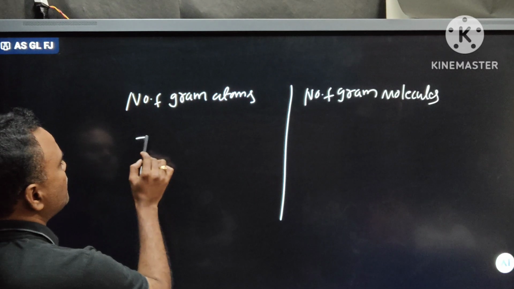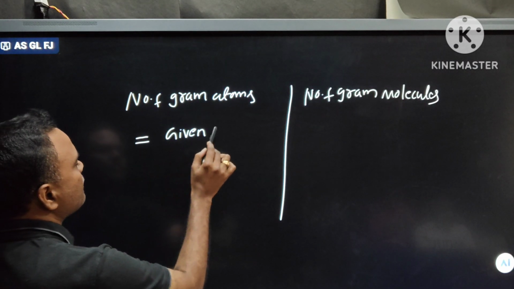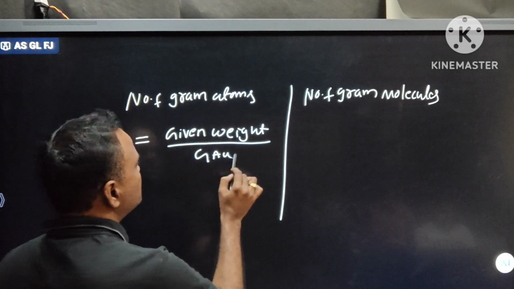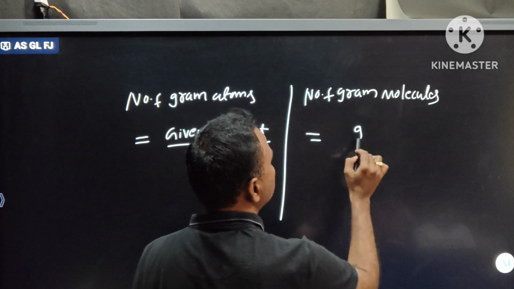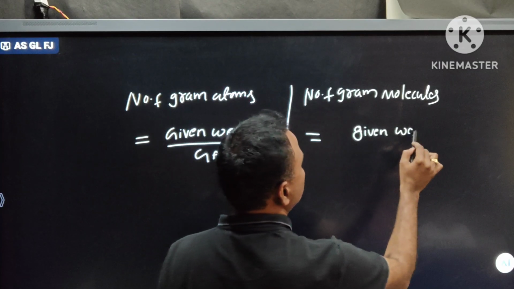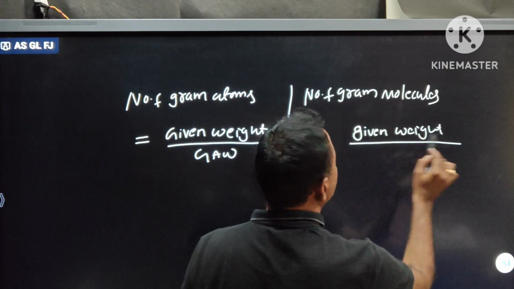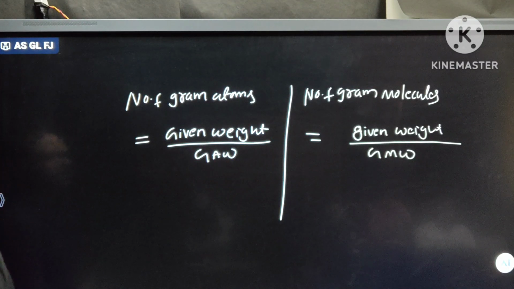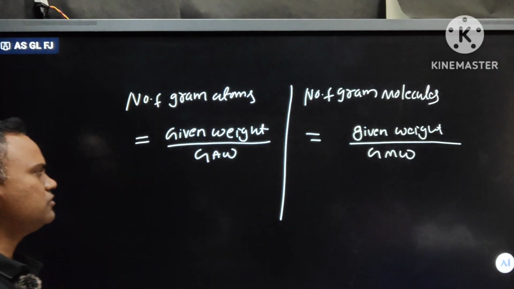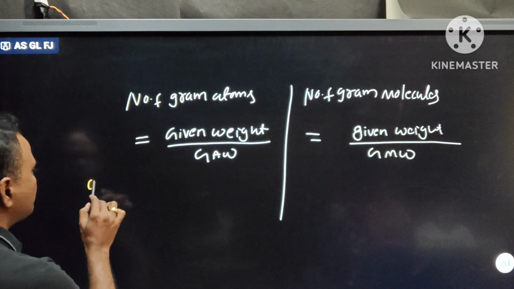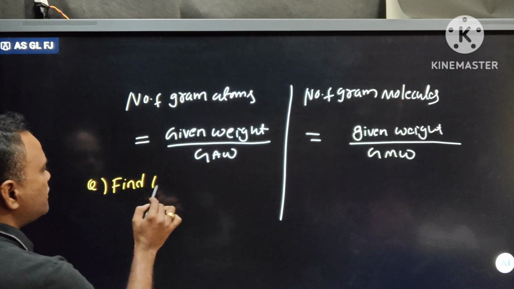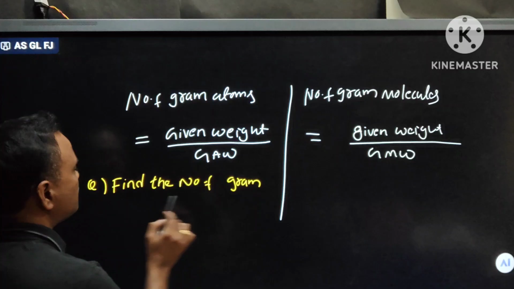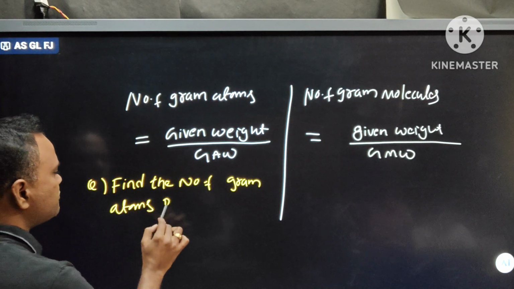We have one formula. Number of gram atoms is equal to given weight by gram atomic weight. Number of gram molecules is equal to given weight by gram molecular weight. If you get any question, find the number of gram atoms present in. Let us see one question.